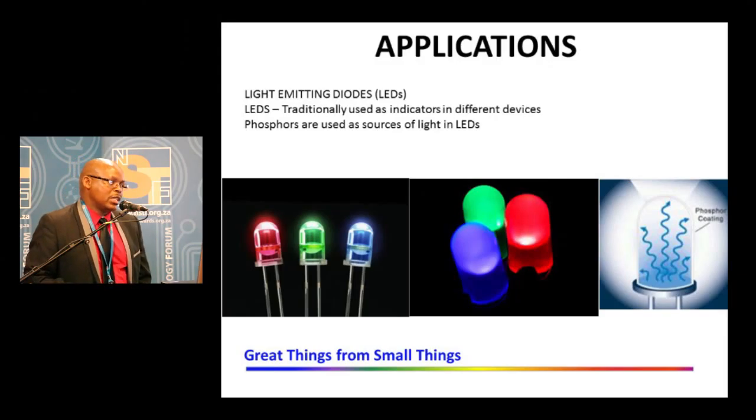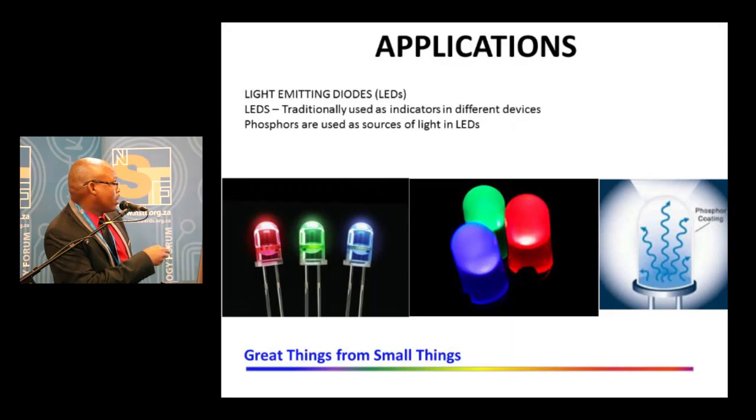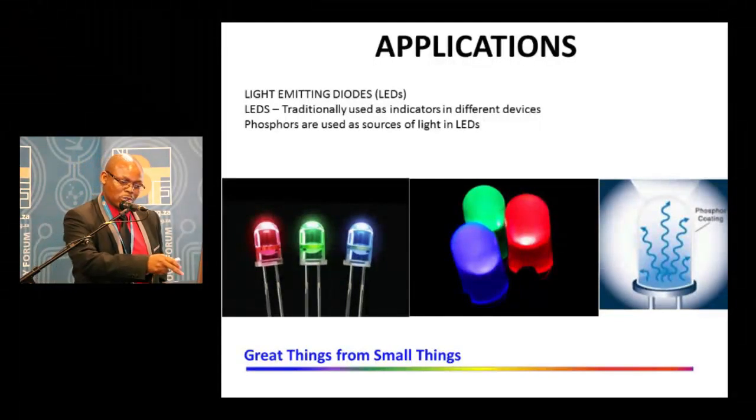Another application is in LED lighting. We use phosphors in LED lighting. To get white light, we have to combine these three LEDs, red, green, and blue, together, and in the end you will get the white light. But what is important for us is that we have a phosphor coating which serves as the source of light inside your LED.